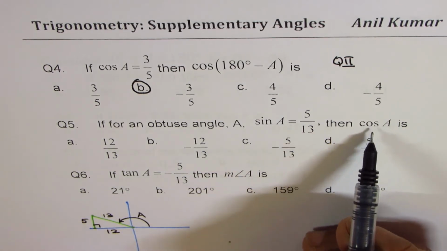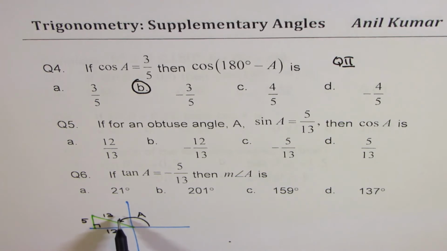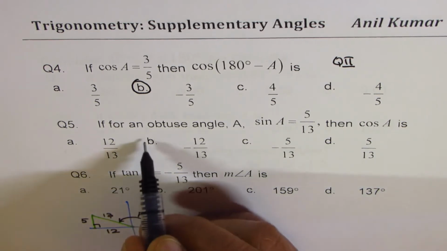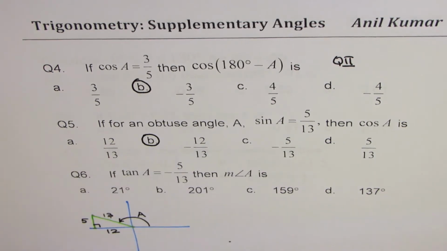So what is the cos value? We know in quadrant 2, only sine is positive, cosine will be negative. It is 12 over 13, a negative value, correct? So that is your answer.